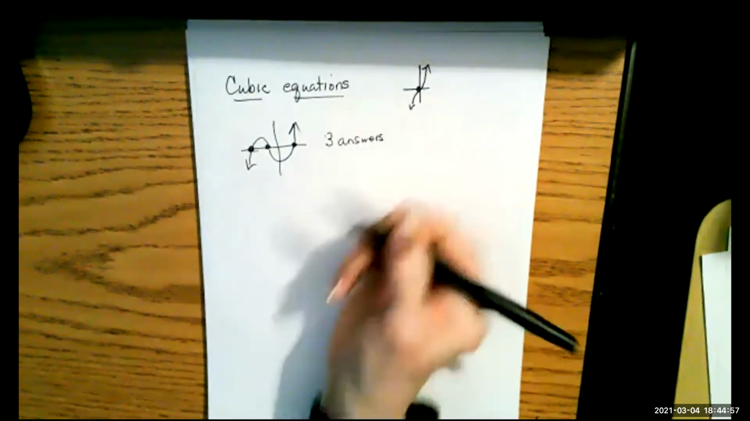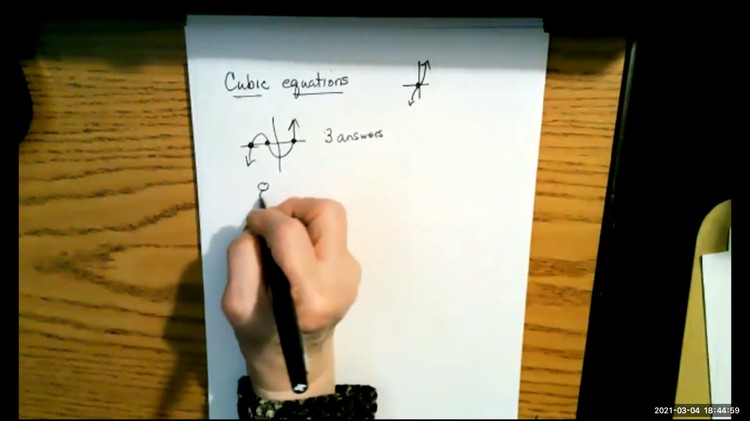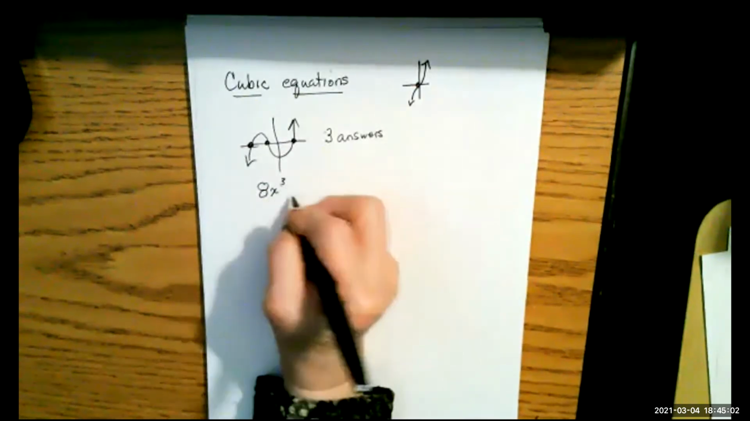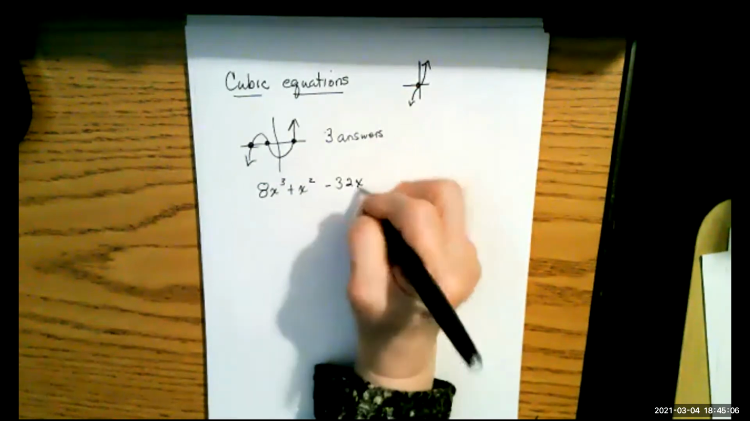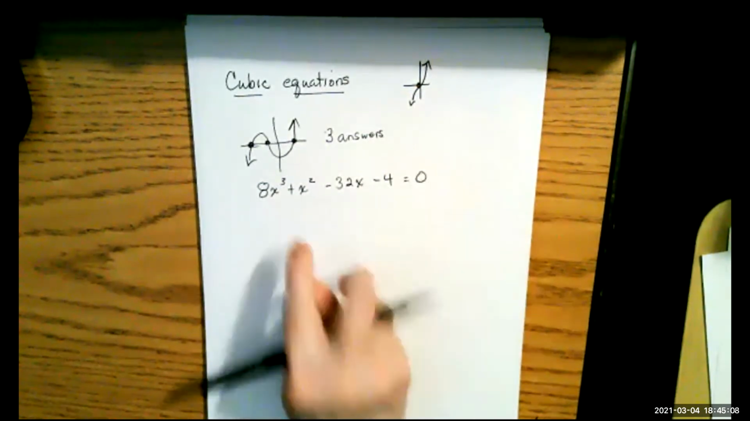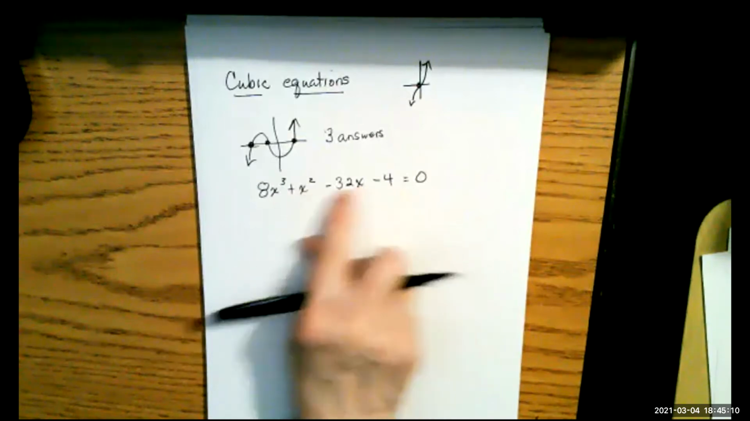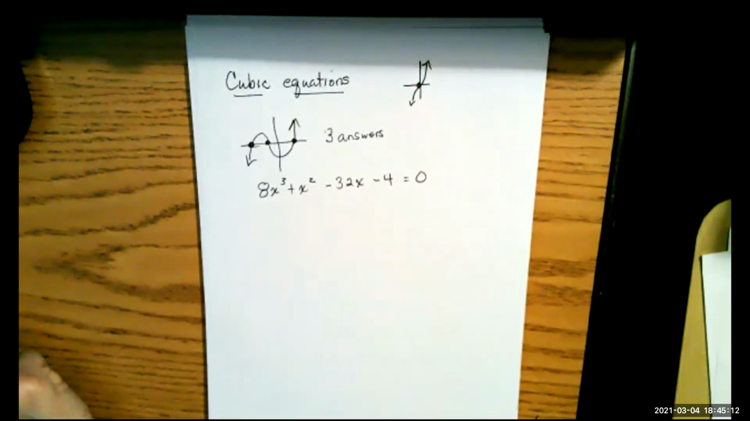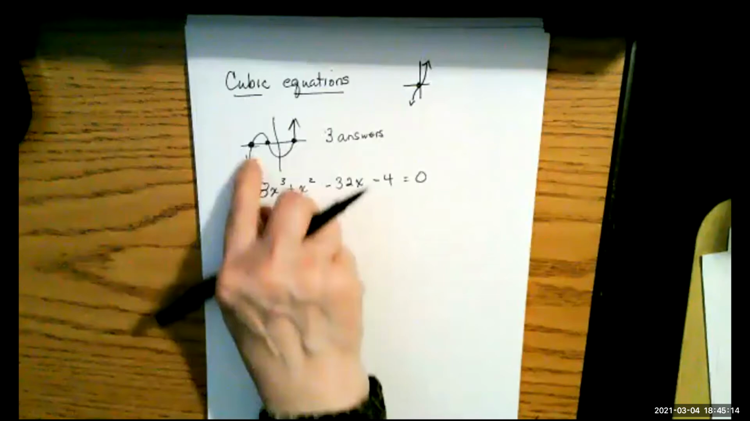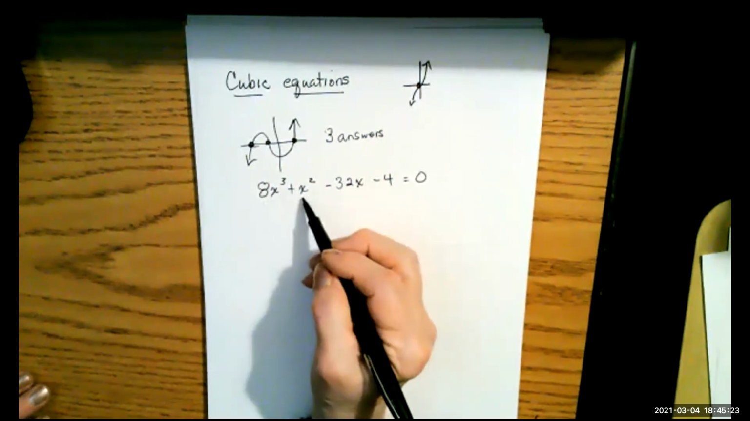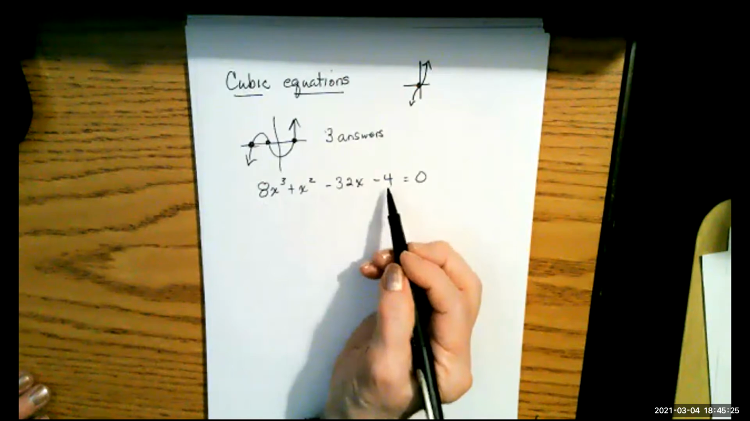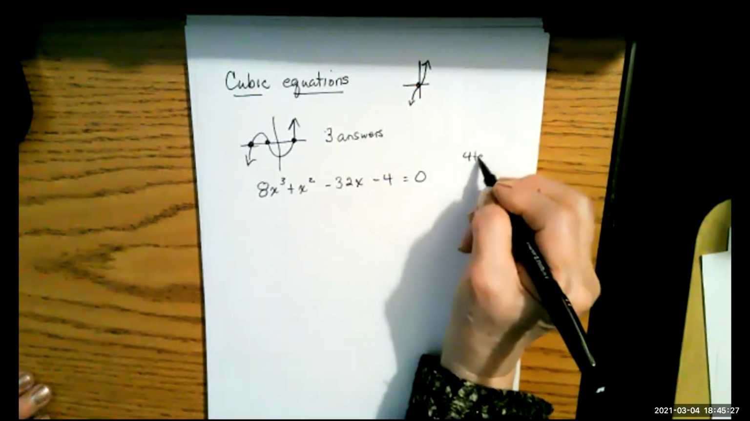So let's see what we do with those. We have 8x cubed plus x squared minus 32x minus 4 equals 0. See how it has all these extra things in here? It just isn't y equals x cubed. It looks kind of like this one right here, actually. It has all those things in the middle. You have 1, 2, 3, 4 terms. This is that 4-term factoring.